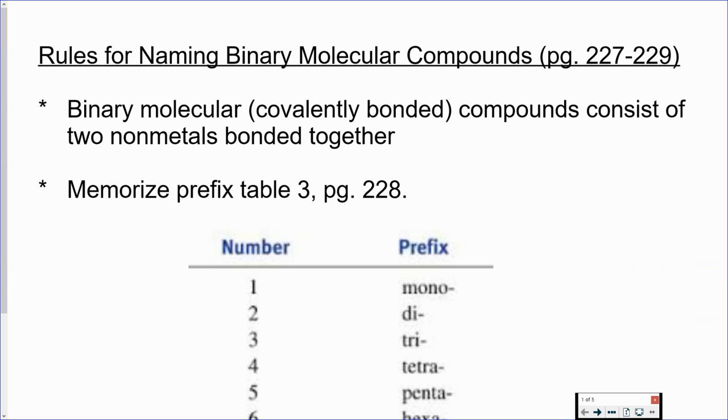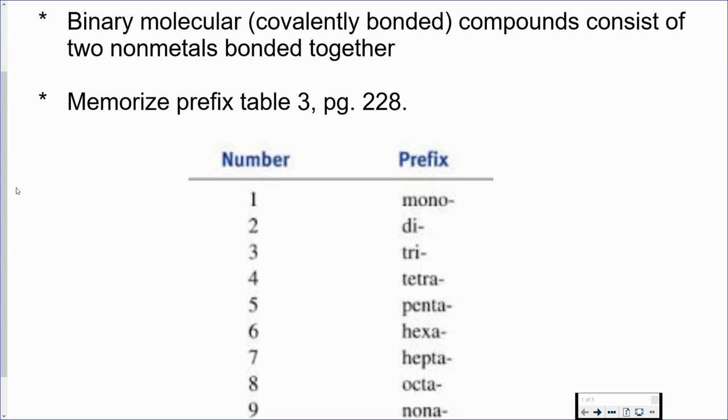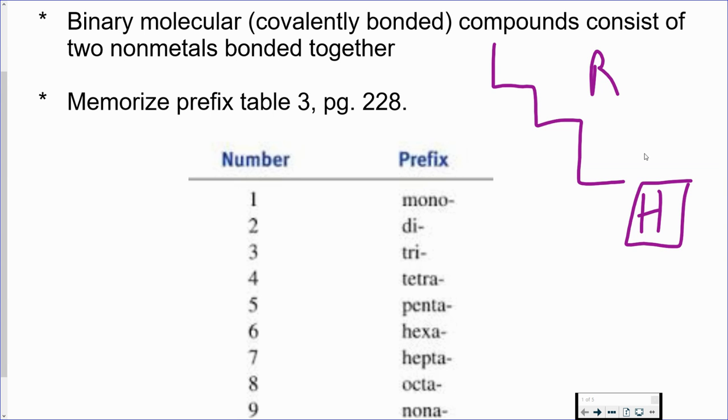Let's talk about binary molecular compounds. These are going to be compounds that have two nonmetals. You know where the stair step is on the periodic table. These on the right-hand side are nonmetals, so it's going to be two of those. Hydrogen is also going to be included in that.